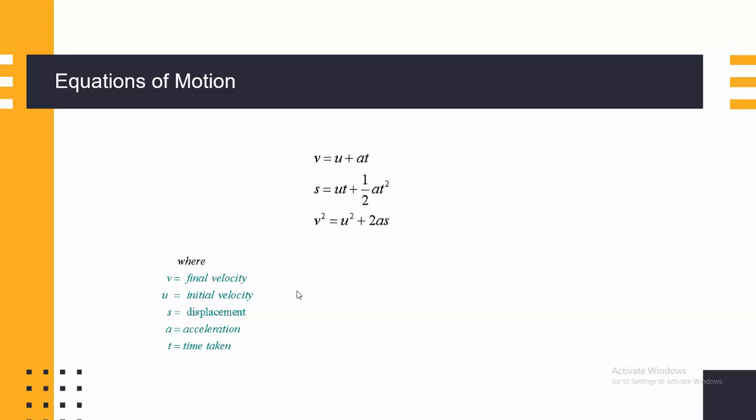Finally, the equations of motion. To solve problems in uniform acceleration, we have three equations. One is v is equal to u plus at, the second one is s is equal to ut plus half at square, and the third one is v square is equal to u square plus 2as. If your system is with uniform acceleration, then we can use these three relations to find its position, displacement, velocity or acceleration. Here v is the final velocity, u is the initial velocity, s is the displacement, a is acceleration, and t is the time taken. With these three equations, we can move on to the problems.